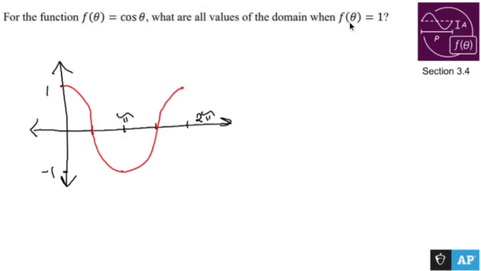Now, I care when f of theta equals 1. Now, 1's right here. F of theta is going to equal 1 an infinite amount of times because it always peaks out at 1. Look at that perfectly straight line to represent that. So basically, at 0, it's 1. And at 2 pi, and then at 4 pi, and then at 6 pi. So how do I represent that? Okay, well, this is going to happen every 2 pi's.